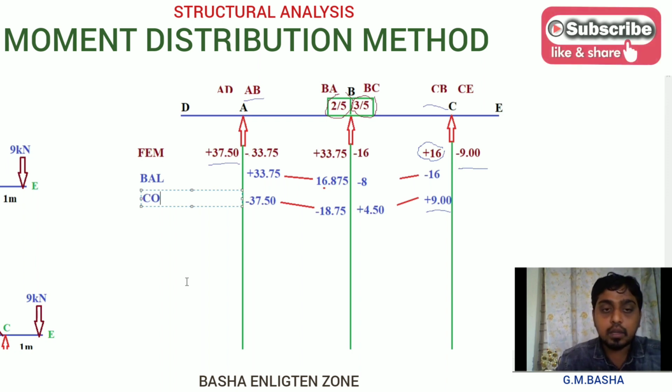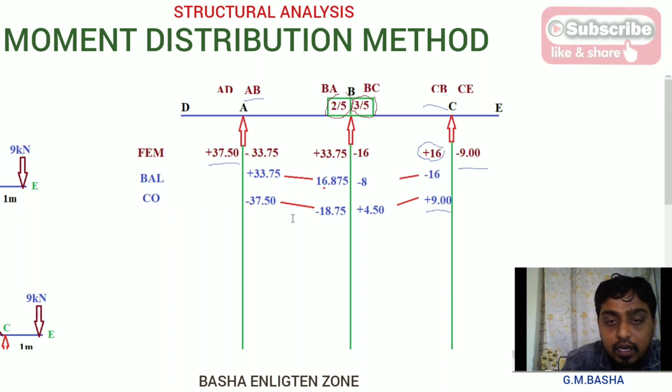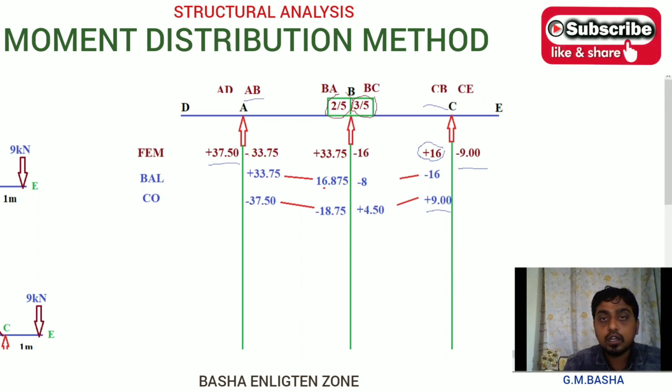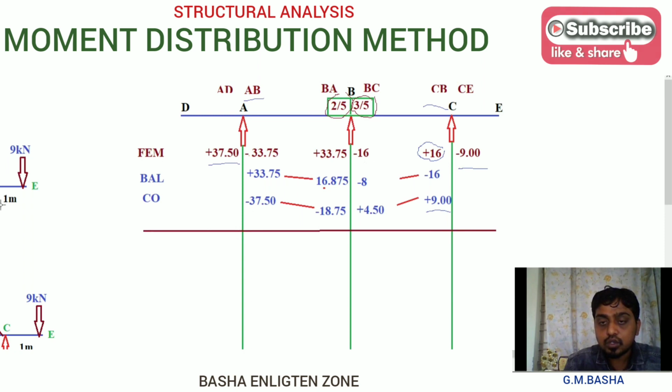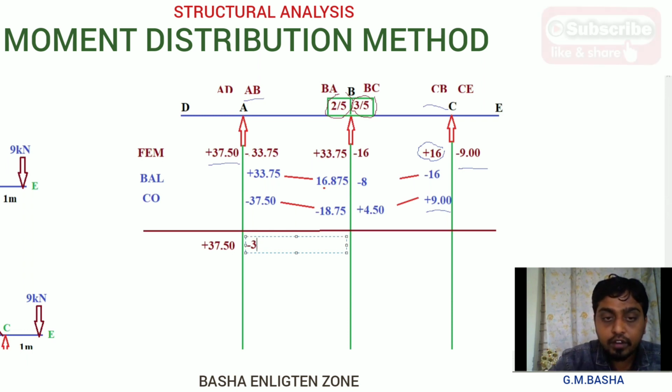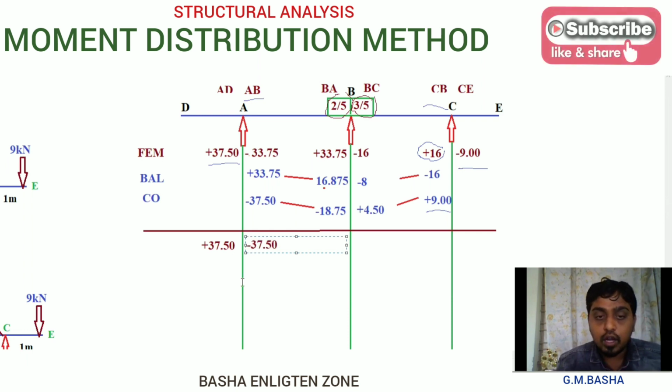You please take down the carry over step also. Along with the balancing moments, take down carry over here. So please remember the points. This one will be the carry over and this one will be the carry over, both will be balanced. Then if you add all the values, you will get your final value. So first you add all the values. See here, if you sum these values, there will be only one value, which is plus 37.50. And again here, if you add minus 33.75 plus 33.75, it will be 0. You will get minus 37.50.